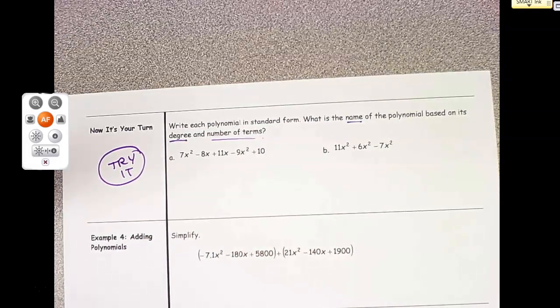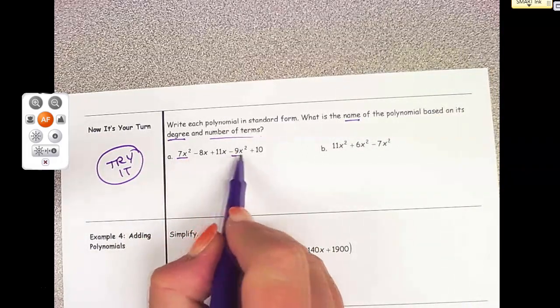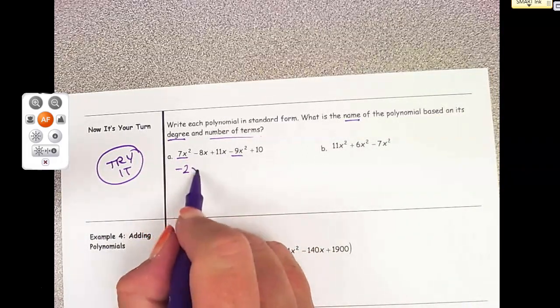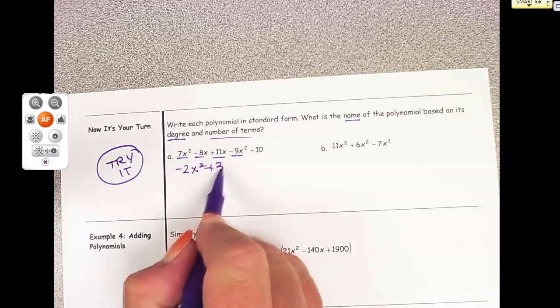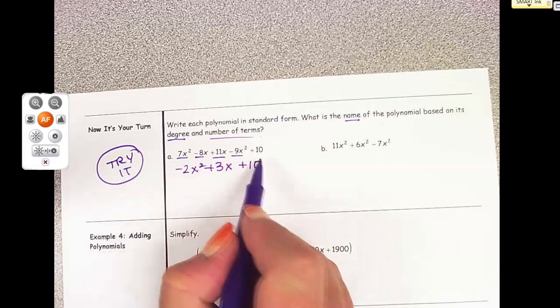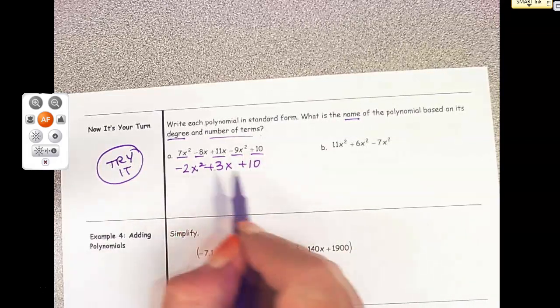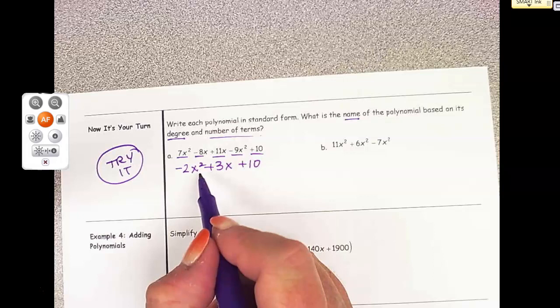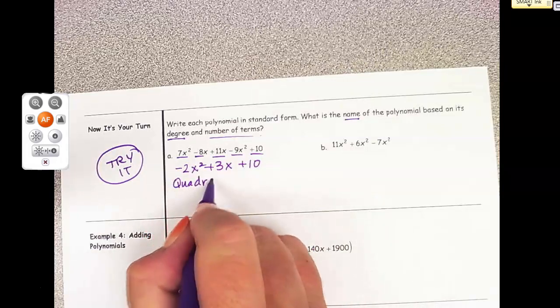Okay, welcome back. So what I need to do in letter A is I first need to combine like terms. So 7 minus 9 is negative 2x squared. Here I've got negative 8 plus 11. And then I don't have anything to combine the 10 with. So now I've got it in descending order of the variable, and I've got 3 terms. So this is a quadratic trinomial.